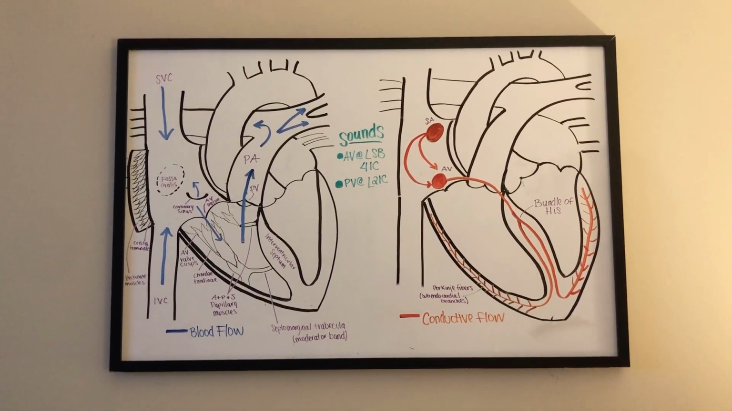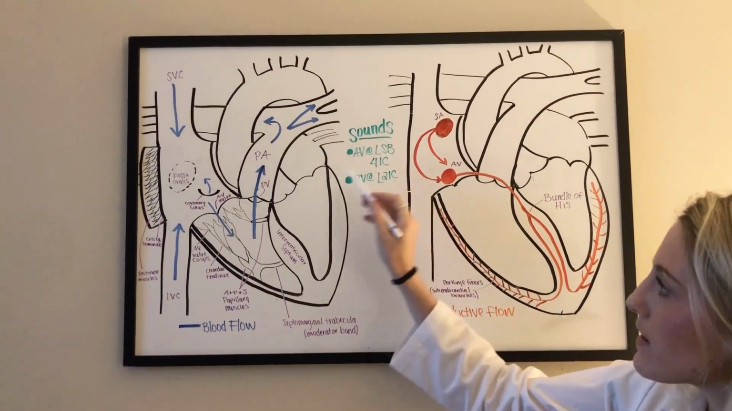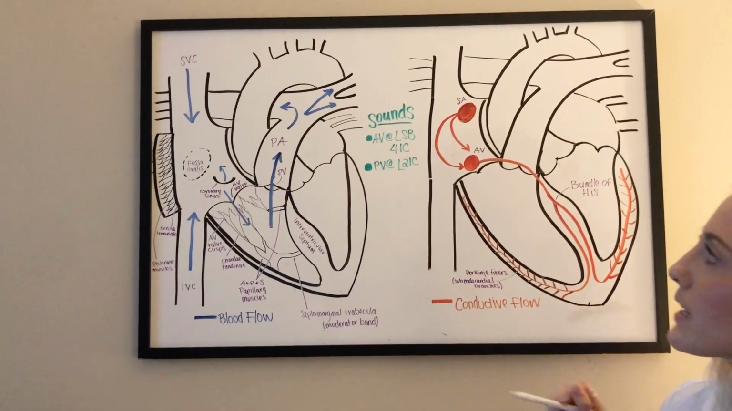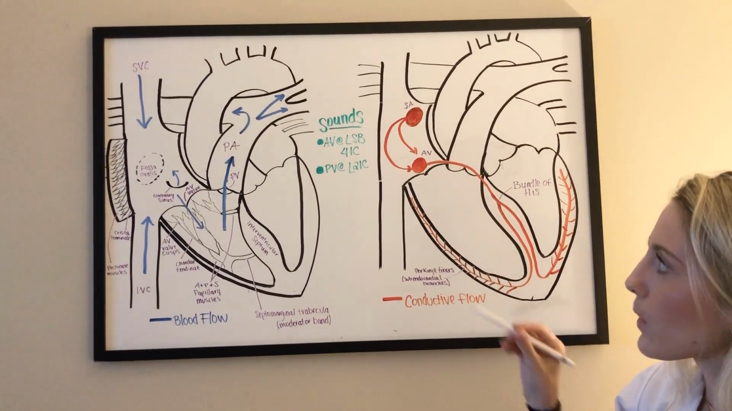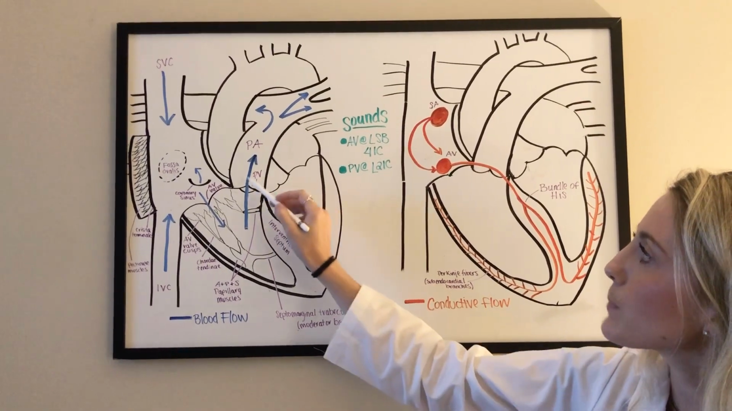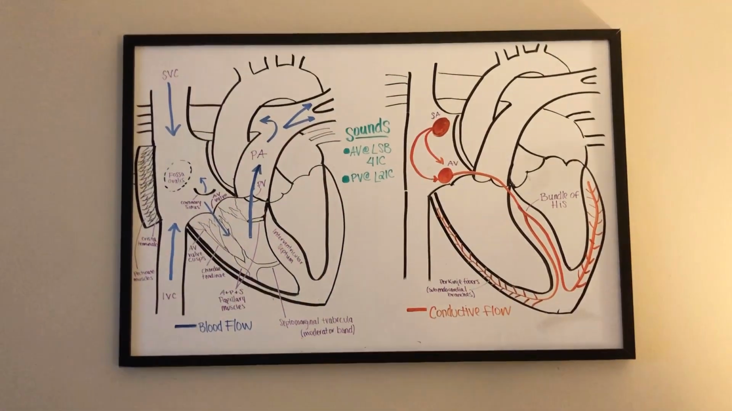ventricles. In regards to heart sounds, the AV valve is best heard at the left sternal border at the fourth intercostal level, while the pulmonary valve is best heard at the left second intercostal space.